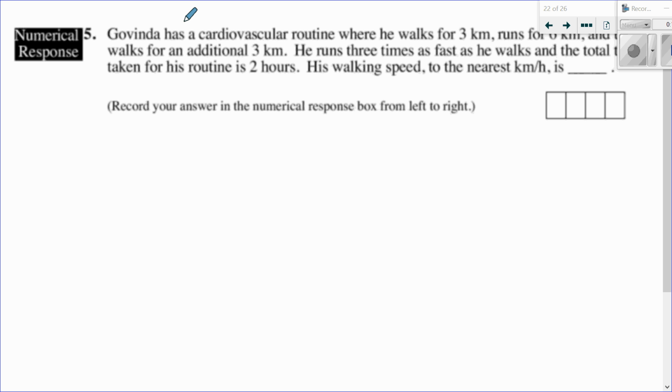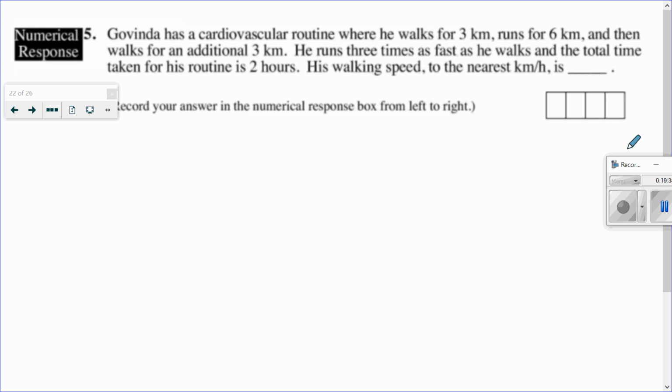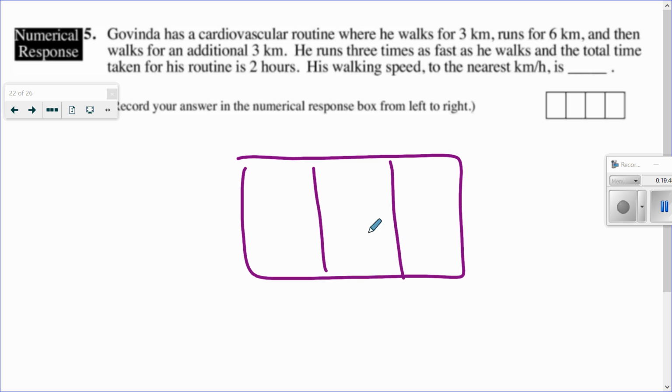Okay, next one here. So Govinda has a cardiovascular routine, and he is walking for 3 kilometers, running for 6, and then walking for an additional 3. He runs 3 times as fast as he walks, and the total time of his routine is 2 hours. Okay, this is a distance, speed, time question. So I'm going to set it up like that.